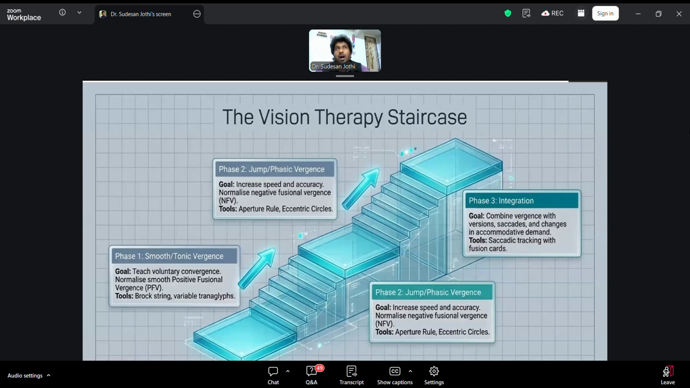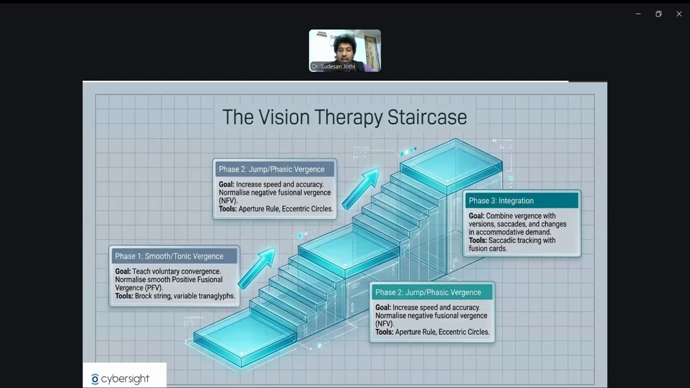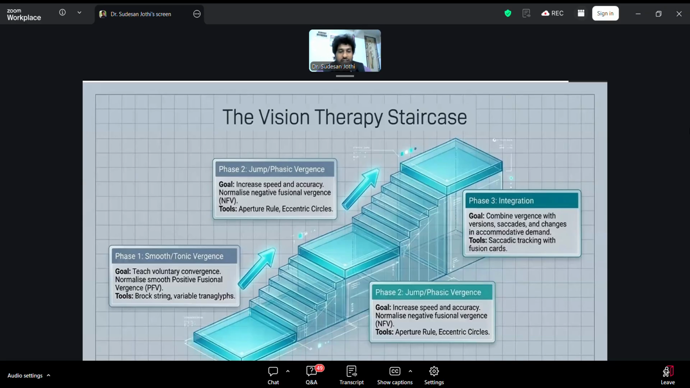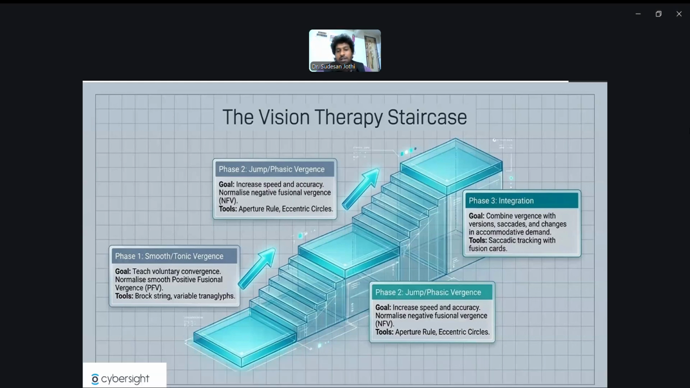The goal of phase two is to train the jump and phasic vergences. It increases the speed, accuracy, and normalizes the NFV, like negative fusional vergences. The tools used are the aperture rule and eccentric circle. Finally, we integrate the vergences, accommodation, and eye movements so that the patient can perform everyday visual tasks comfortably and efficiently.